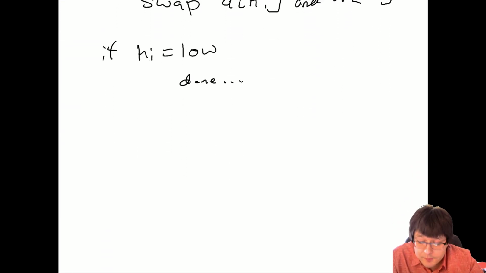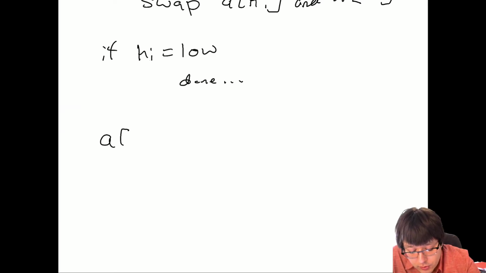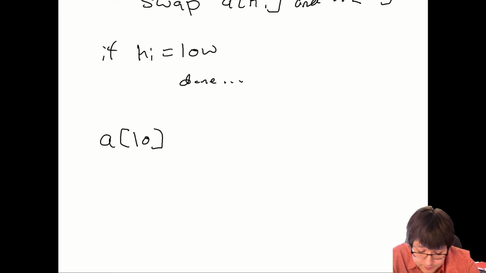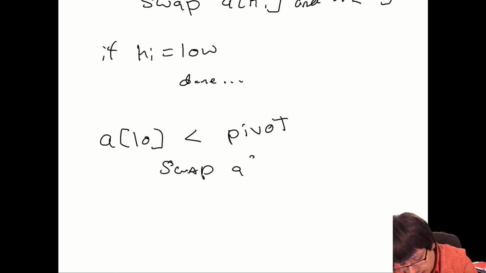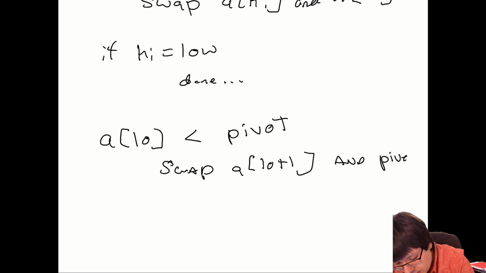The last step has two cases. Case one doesn't matter which one you look at, so let's just look at low. So if low is less than the pivot, then you're really done, I suppose. Or sorry, no, you go ahead and you swap a low plus 1 and the pivot. So here you're actually swapping the pivot.